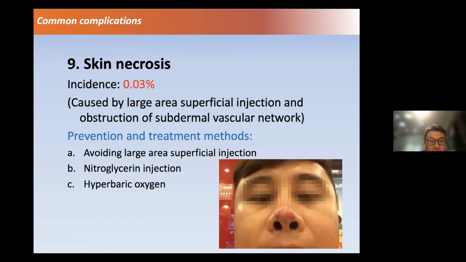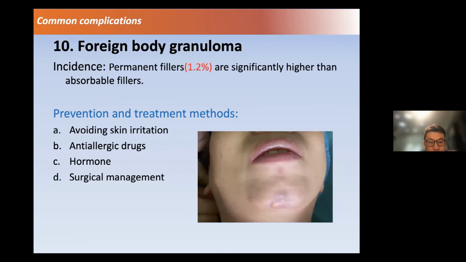The ninth is skin necrosis, which is caused by large air superficial injection and obstruction of subdermal vascular network. Prevention and treatment methods include avoiding large air superficial injection and natural glycerin injection and hyperbaric oxygen.